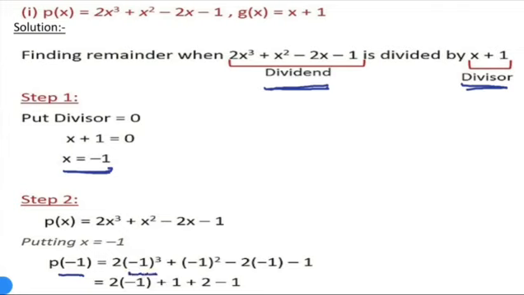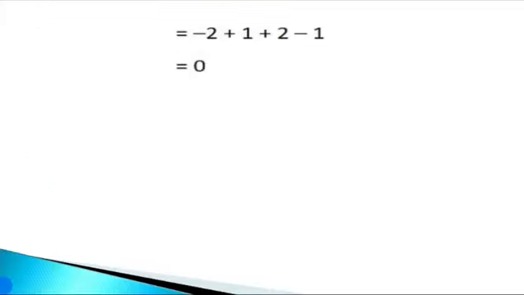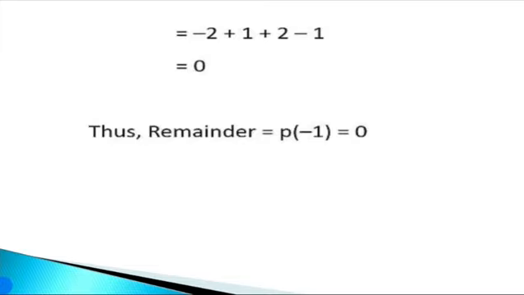And here minus 1 whole cube gives minus 1, minus 1 whole square gives plus 1, and minus 2 into minus 1 we get plus 2, and we retain minus 1 as it is. So in the next step we get minus 2 plus 1 plus 2 minus 1. Here minus 2 plus 2 cancels, plus 1 minus 1 cancels. We remain with 0. That means remainder equals p of minus 1 equals 0.